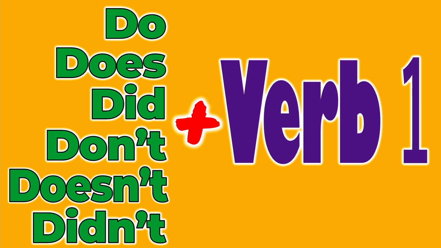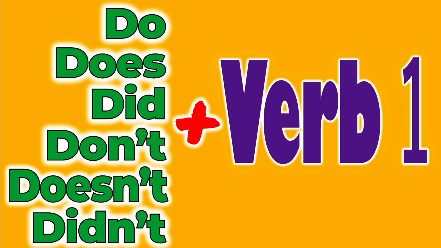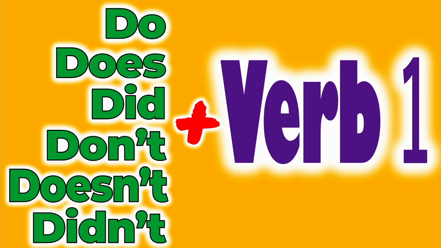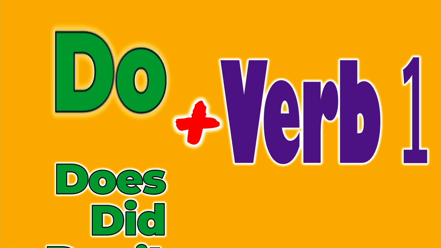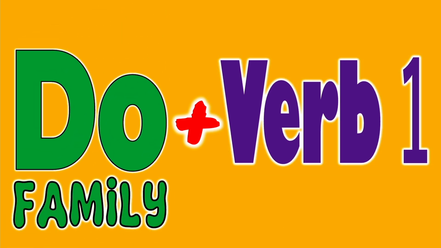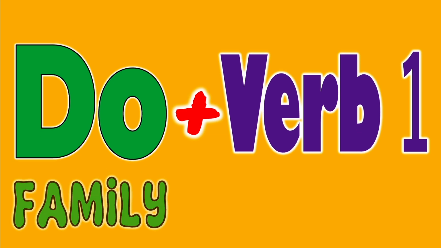Not verb 2, not verb 3. They always use verb 1. This is absolutely a rule. And so it's not only do plus verb 1, it's the whole do family plus verb 1. Think about how helpful this is for constructing English sentences or answering questions on an English language test. Whenever you see a do family member, you automatically know I need verb 1.